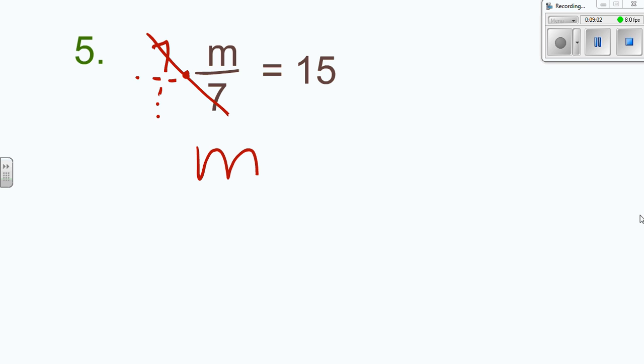Now again, whatever we do to the left-hand side, we do have to do to the right-hand side, so I'm going to go ahead and multiply this 15 times 7. And 15 times 7 is going to give us 105. So looking at this problem, just to kind of recap, we had our m divided by 7. To undo that division of 7, we had to multiply by 7. Whatever you do to the left-hand side, you got to do to your right-hand side. The 7's ended up canceling, giving us m, and 15 times 7 is 105.